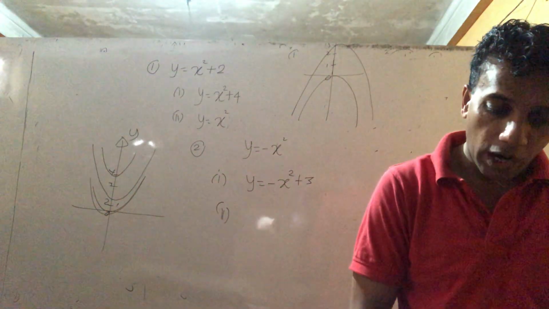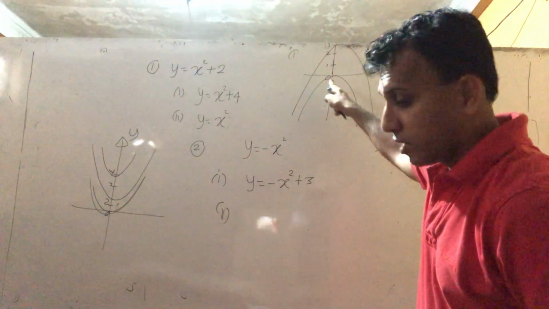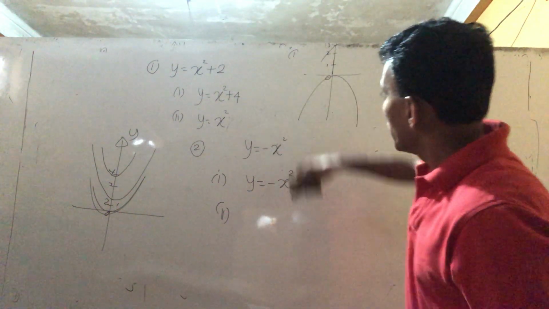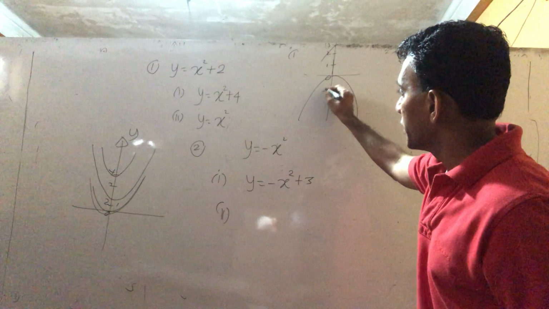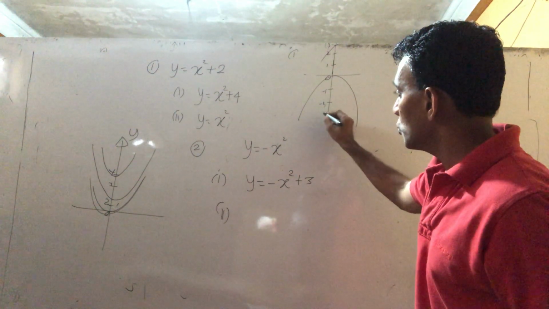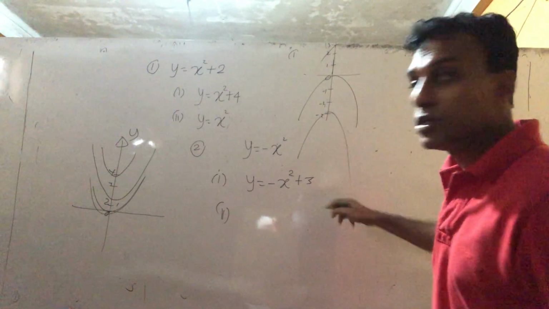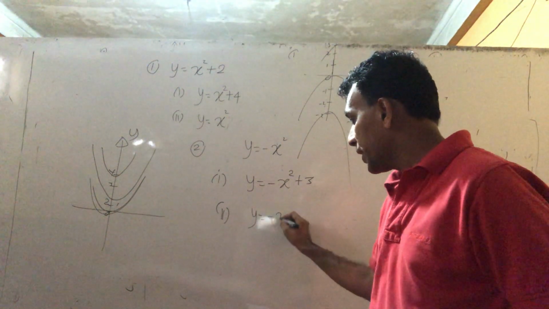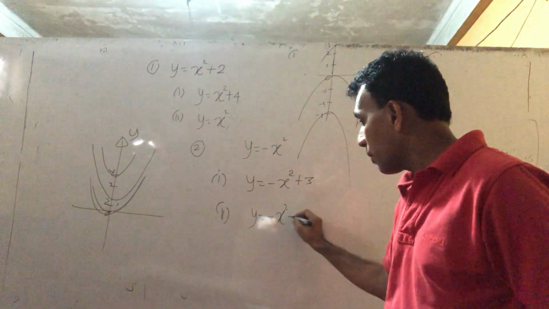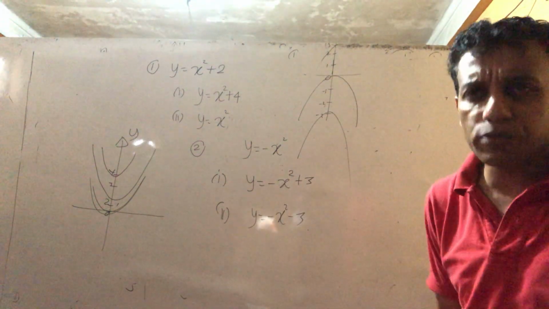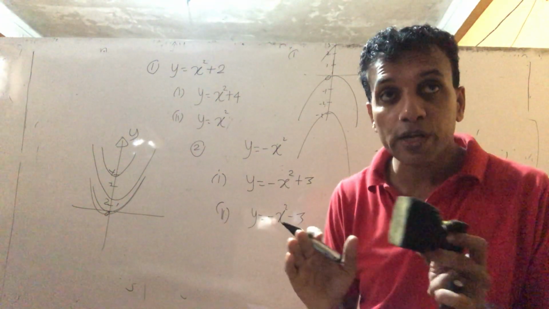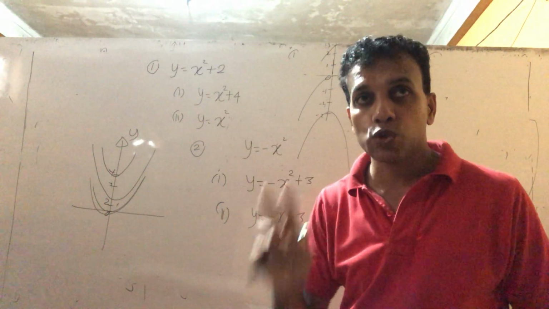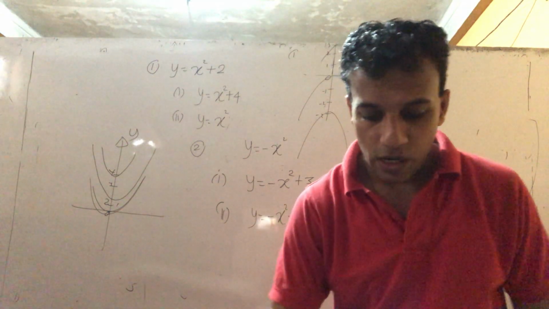Second part. Downward 3 units is the graph. Pulling down 3 units. Then what happened? Minus 1, minus 2, minus 3. So what is the equation? Y equal minus x square minus 3. Okay, I hope this is clear. This can come in the part 1 paper. They will use this pattern in the part 1 paper, 2 marks for this. Then try the last one.